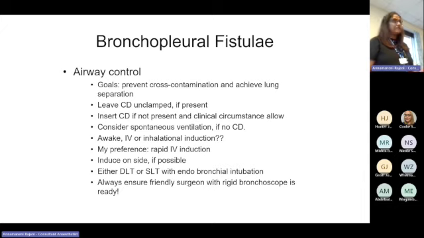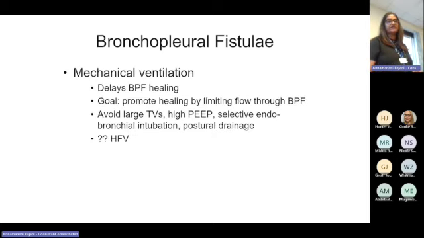But always ensure that you have a surgeon around who can do a rigid bronch quickly. I don't know how many of you have seen a rigid bronchoscope. It's a metal tube that goes in, and you get good airway control, but most importantly, you'll be able to suck out all the secretions. It's a good metal tube to have ready at hand.